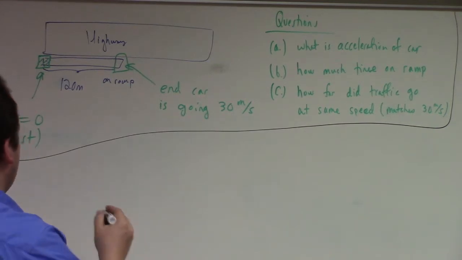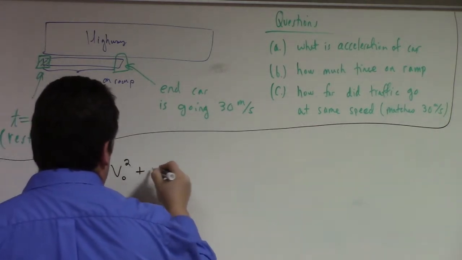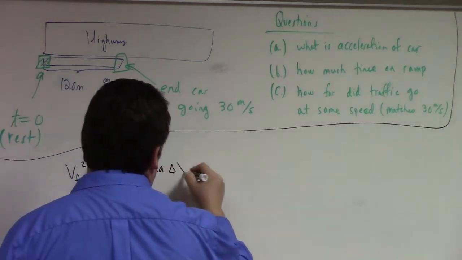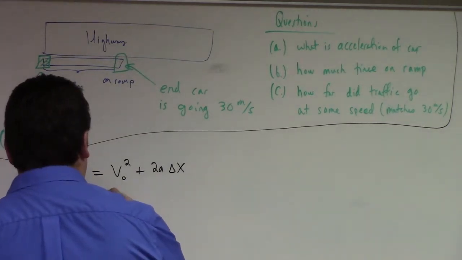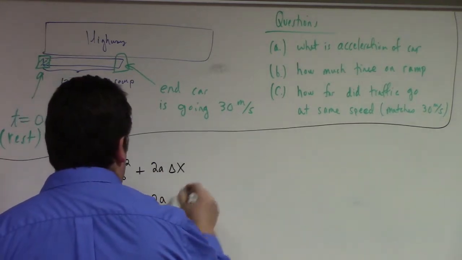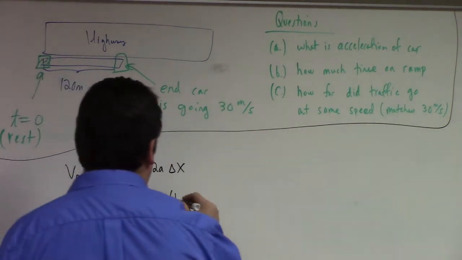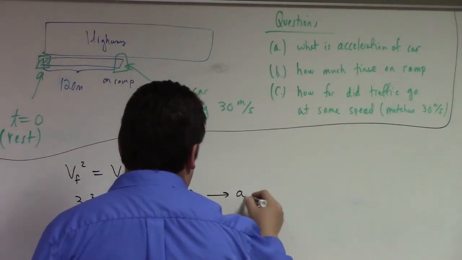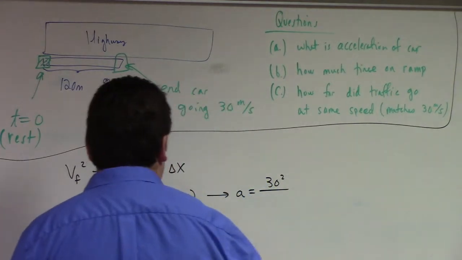Yeah, the timeless equation. So we had v_f squared equals v naught squared plus 2a times the change in x, where a is a constant. The final velocity was 30 meters per second, so this gives me 30 squared is equal to 0 squared plus 2 times the acceleration, which I don't know, times the change in x, which is 120 in my problem. Bam. a is equal to 30 squared divided by 2 times 120.